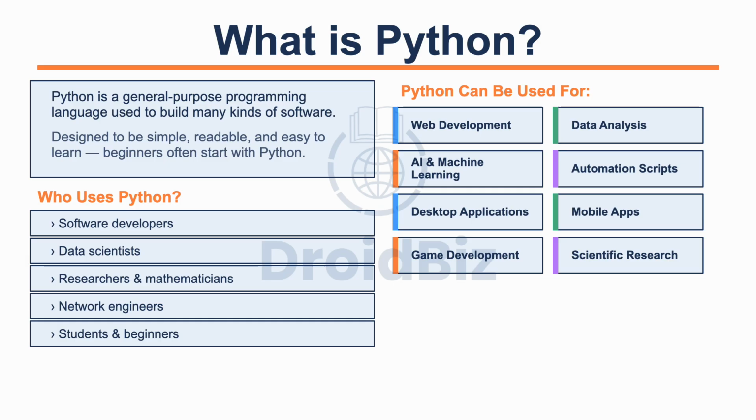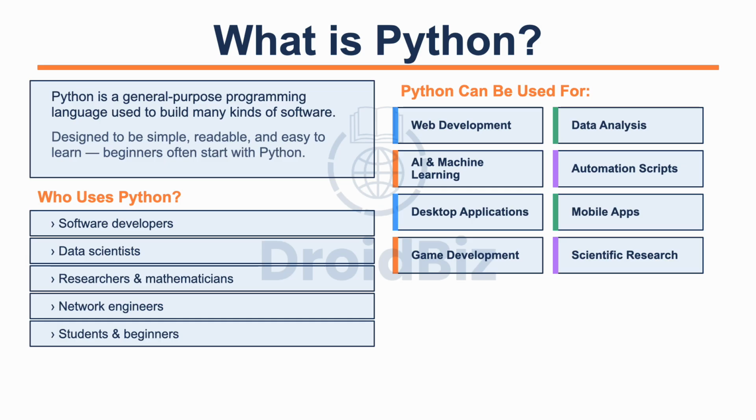What is Python? Python is a general-purpose programming language. That means you can use it to build almost anything: websites, games, data tools, automation scripts, and much more. Python is designed to be simple, readable, and easy to learn. Even if you have never written a single line of code before, Python is one of the best languages to start with. Now, who uses Python?